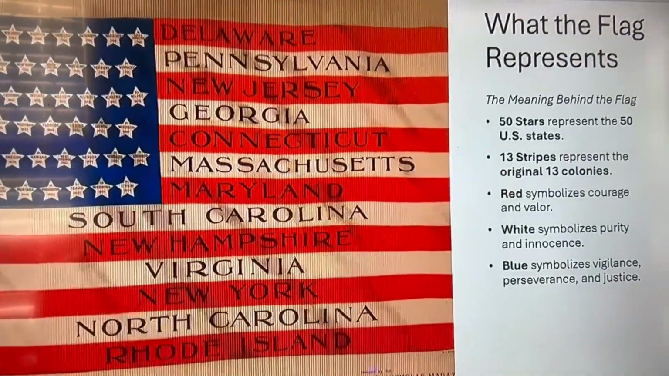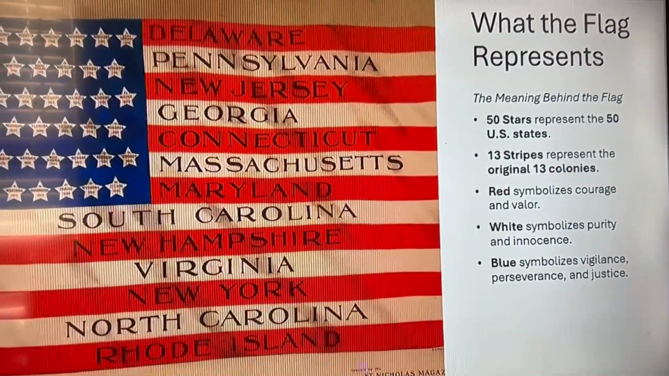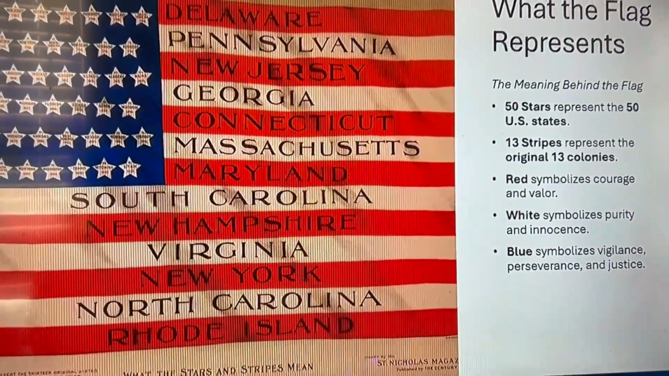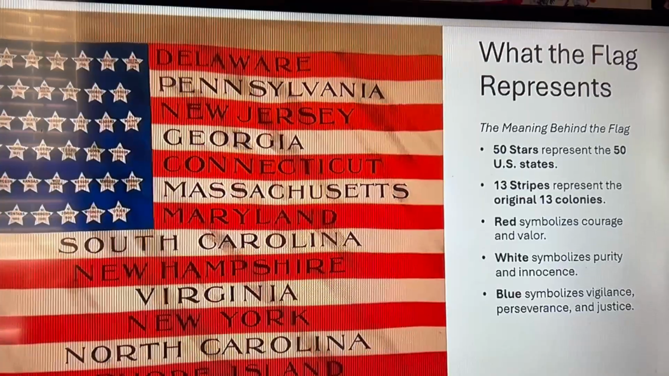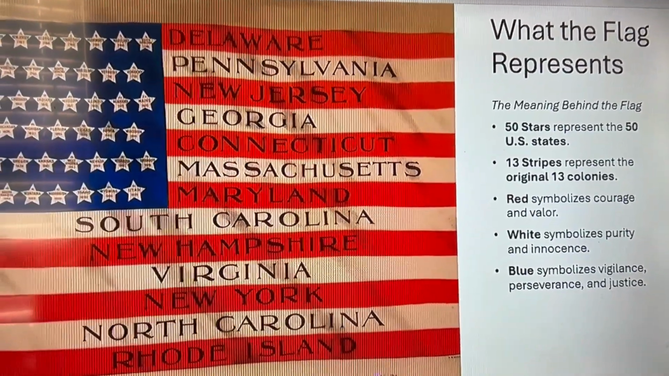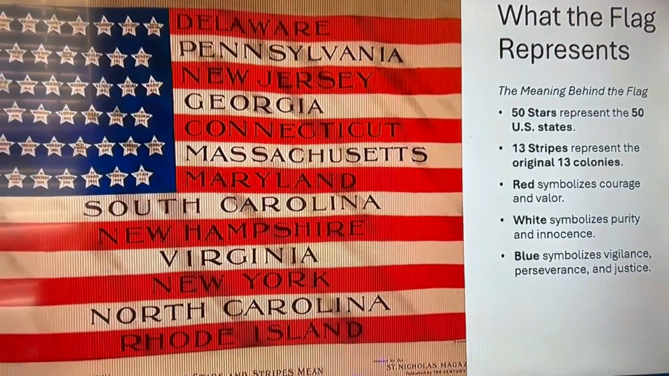So next, what the flag represents, the meaning behind the flag. 50 stars represent the 50 U.S. states. 13 stripes represent the 13 colonies. Red symbolizes courage and valor. White symbolizes purity and innocence. Blue symbolizes vigilance, perseverance, and justice.